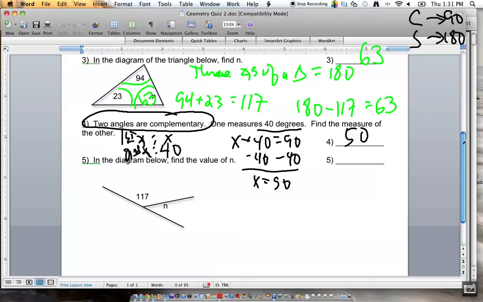Last but not least, talk to me about those 2 angles. They add up to 180. They are supplementary. They make a straight line. Okay? So 180 minus 117 is 63. Okay? Any questions? Good.